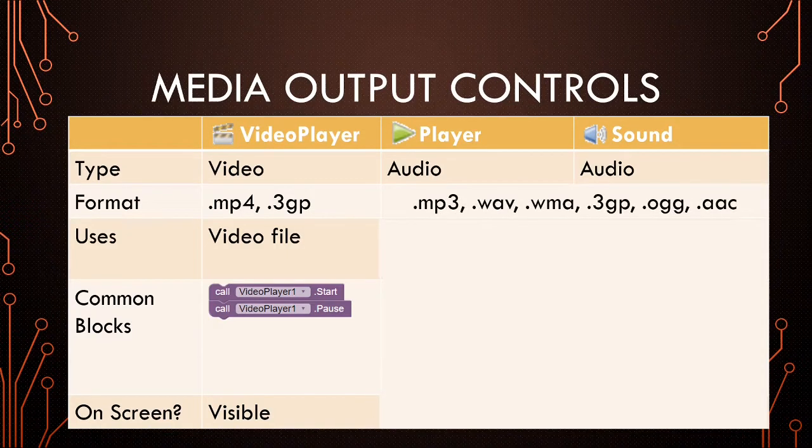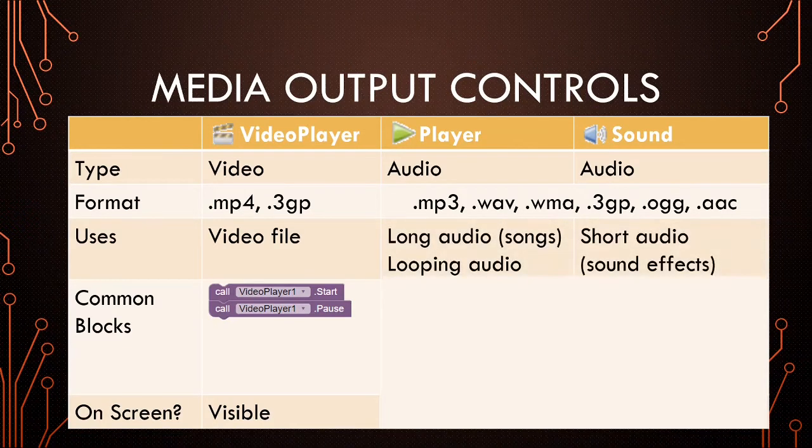The types of audio files that both of these can play are MP3s, WAVs, WMA, which stands for Windows Media Audio, the 3GP, OGG, which is an open source sound file, and AAC, which is from old Apple iPods that had digital rights management built in. Under the uses, we use the player control for longer audio, like songs, or when we want to loop the audio over and over again, because it has a looping property that we can set. The sound, on the other hand, is better for short audio, like sound effects when you have a video game and you have a bang or a bell that rings or a dog that barks. That's what we use for the sound.